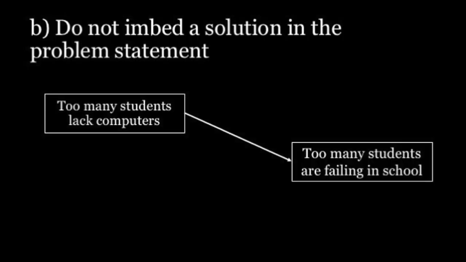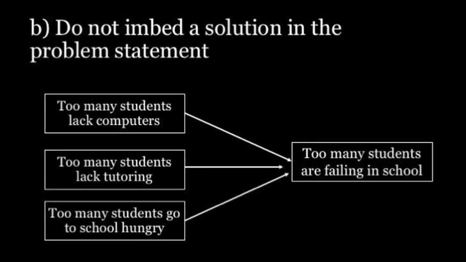So what is the consequence of students lacking computers? Well, maybe it is that too many students are failing in school, right? That one, too many students are failing in school, doesn't have a solution embedded in it, right? And it may be a consequence of students lacking computers, right? Now we've opened up the problem to the real issue. From a lack of computers, now we've made it about the real issue, which is that they're failing in schools.